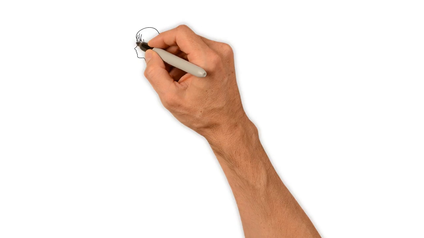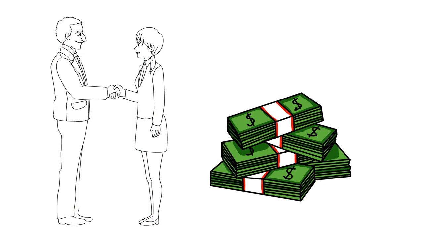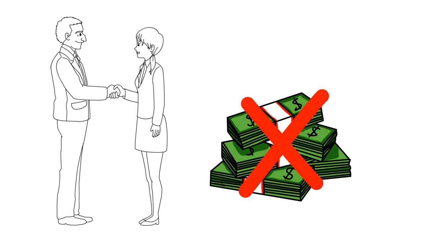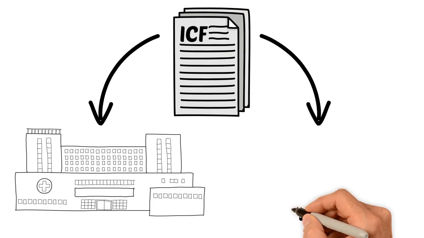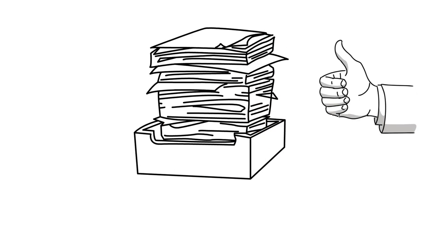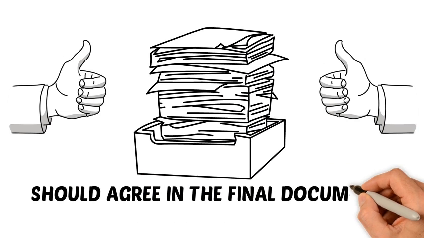The cost language in the ICF takes precedence over the sponsor CTA when the ICF promises the study-related items will be billed to the sponsor. This is because the ICF creates a contract between the patient and the hospital, which binds both parties. Both the sponsor CTA cost language and the ICF cost language should agree in the final documents.